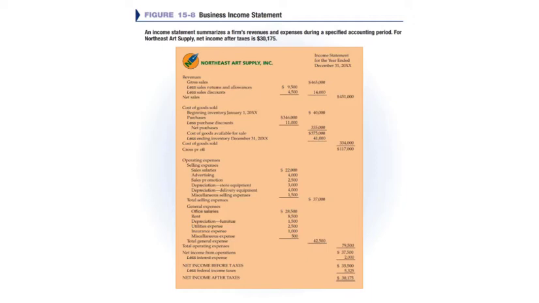For a business, revenues less cost of goods sold less operating expenses equals net income. Revenues are the dollar amounts earned by a firm from selling goods, providing services, or performing business activities. Gross sales are the total dollar amount of all goods and services sold during the accounting period.